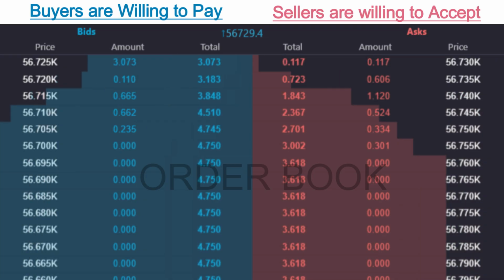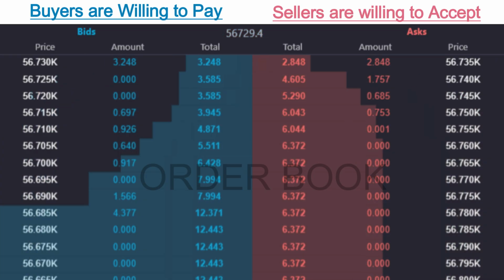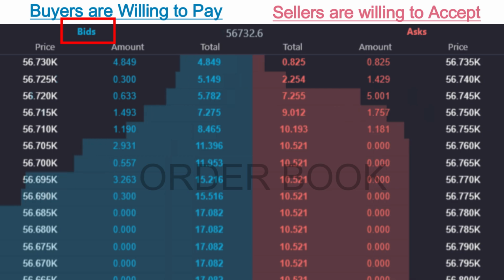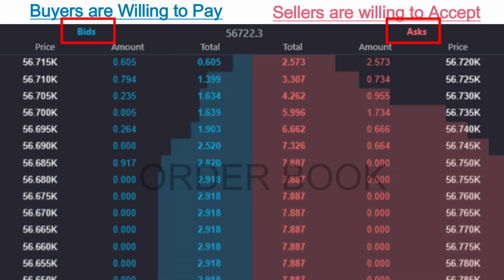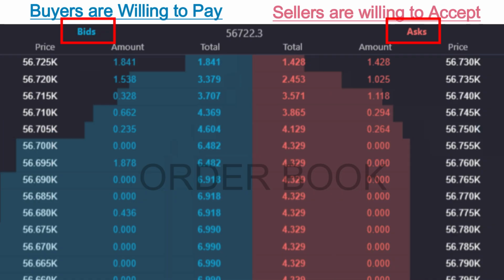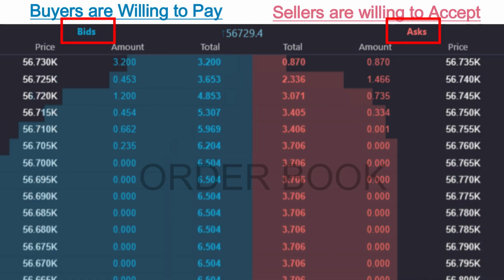Now coming to bid and ask. In any order book, the bid is the highest price that buyers are willing to pay. The ask is the lowest price that sellers are willing to accept. So the difference between the two is called the bid ask spread.